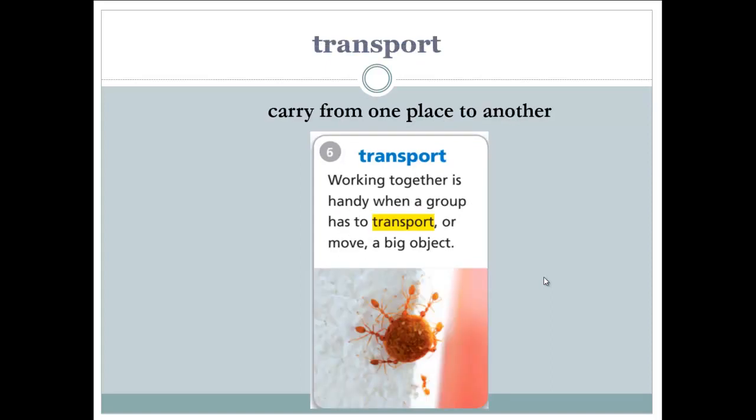Transport. To transport is to carry from one place to another, to carry something from one place to another. For example, working together is handy when a group has to transport or move a big object. So working together is useful when a group of people has to transport or to carry something from one place to another.